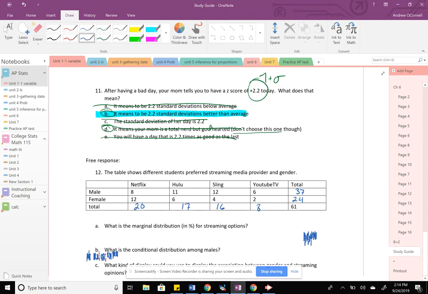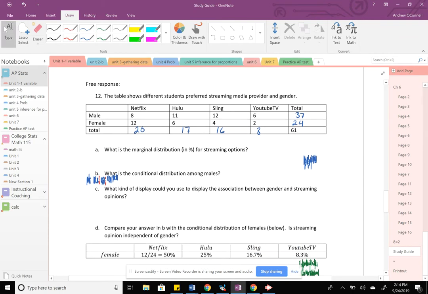All right, now on to the free response. Your test is going to have a couple free responses. I want to say 4 or 5, so this should get you ready for those. The table shows, this is a frequency table, how many, not relative frequency, which shows percents. We're going to make those.